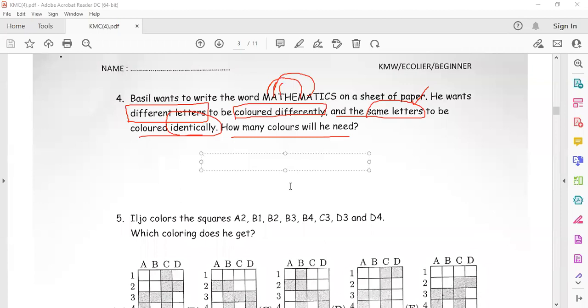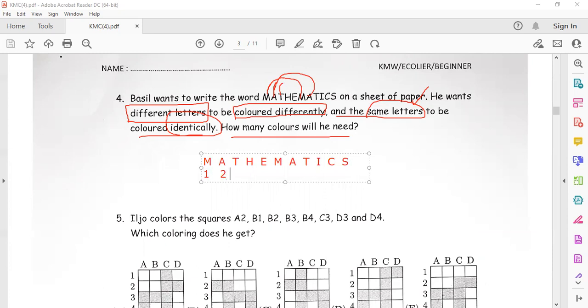Well, very simple. Write down the word mathematics. So M, A, T, H, E, M, A, T, I, C, and S. This is our word, okay? And we want to find how many different colors we would use if every alphabet was a different color and the same alphabet used the same color. So let's start. Assuming M, we use the first color. So that would be our first color pencil.